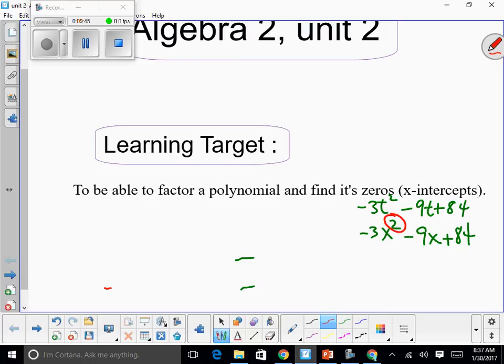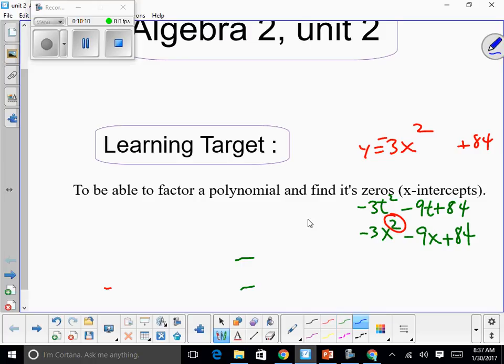Also, you know how when we were doing y equals, let's say, negative 3 squared, remember when we were graphing those? When we graphed those, it was a parabola. If we were to put a plus 84 at the end of it, we move it up 84. So this is actually a parabola as well. Anytime you see this little guy, it is a parabola.